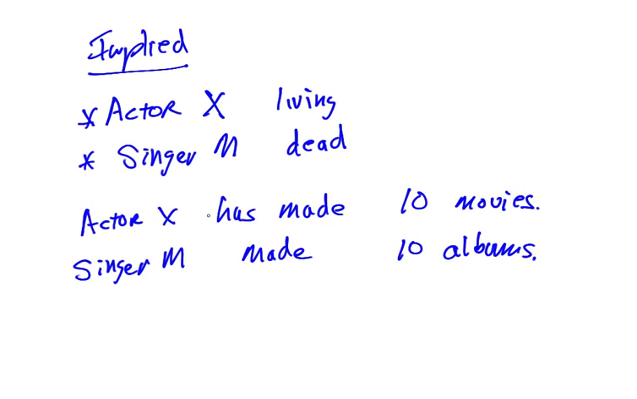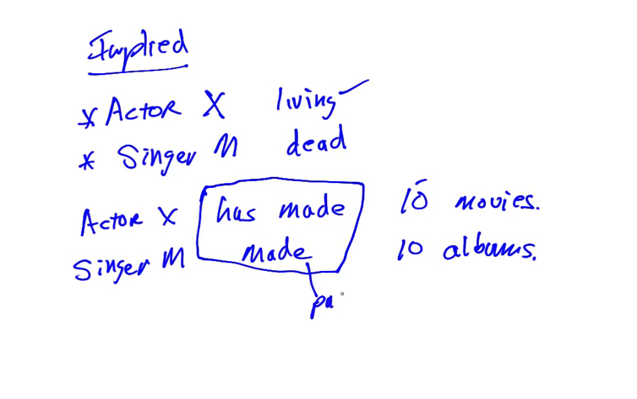Okay, so everything is the same, basically, except for this part. And why is it different? Because actor X is still living, the number of movies, 10, could increase and change. There's still a chance for it to happen. However, singer M, we use made, which is past simple. Because singer M is dead, the number of albums is not going to change. So actor X uses present perfect, because he's still living, and singer M, past simple, because singer M is dead.